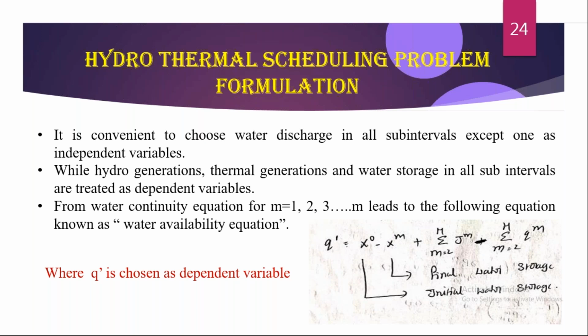So the question that will definitely come from the second unit is: explain about hydrothermal scheduling mathematical formulation. It is a gunshot question from the second unit. Okay now, so just go through the material that was given by me.